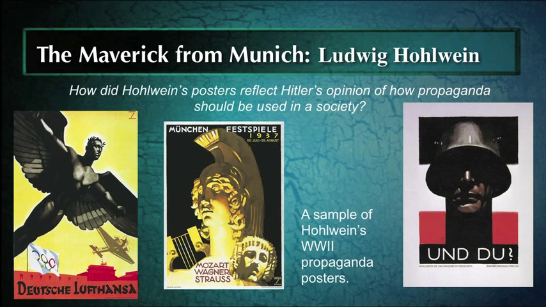Hohlwein's war posters closely mirrored Adolf Hitler's concepts for effective propaganda. Hitler had an uncanny knack for visual propaganda. In Mein Kampf, Hitler said that propaganda should be popular and should adapt its intellectual levels to the receptive ability of the least intellectual citizens. I want you to consider, how did Hohlwein's posters reflect his opinion of how propaganda should be used in a society? Unfortunately, his name will forever be tainted because of his association with the Nazi Party.